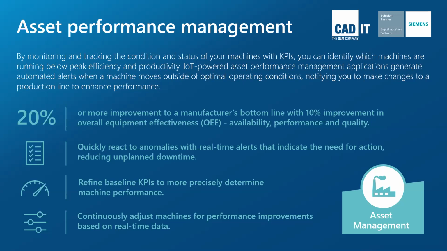This can lead to quickly reacting to anomalies with real-time alerts, indicating a need for action. You can refine the KPIs that you use to monitor those processes. So maybe you were monitoring to something previously, but now that you have the data to hand, you can derive a different KPI to get better monitoring of that process and get more precise about the performance of that asset. And then as you gain more data, you can continually adjust these machines based upon the latest information. And this keeps you on top of continuous improvement processes based on all of that real-time data.